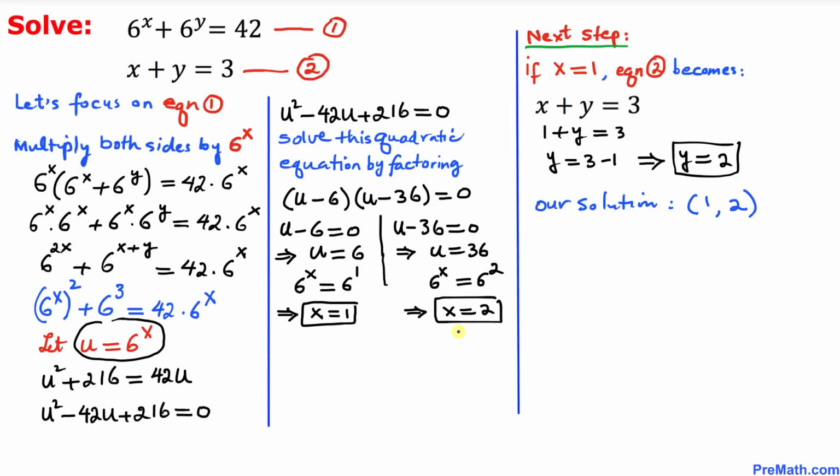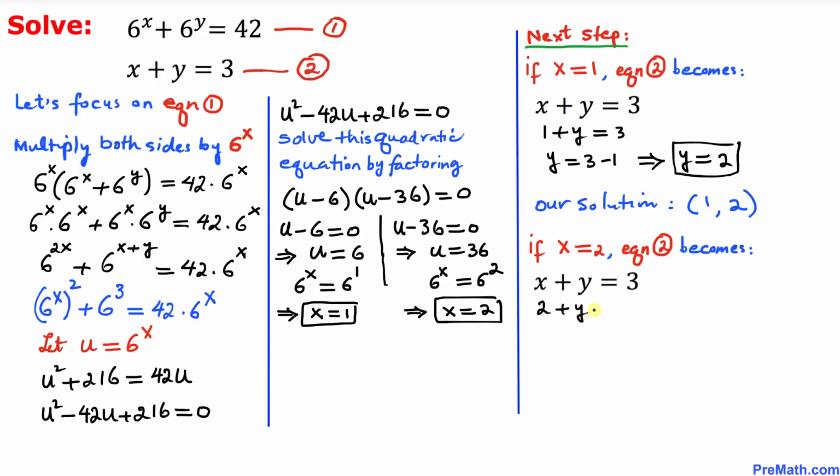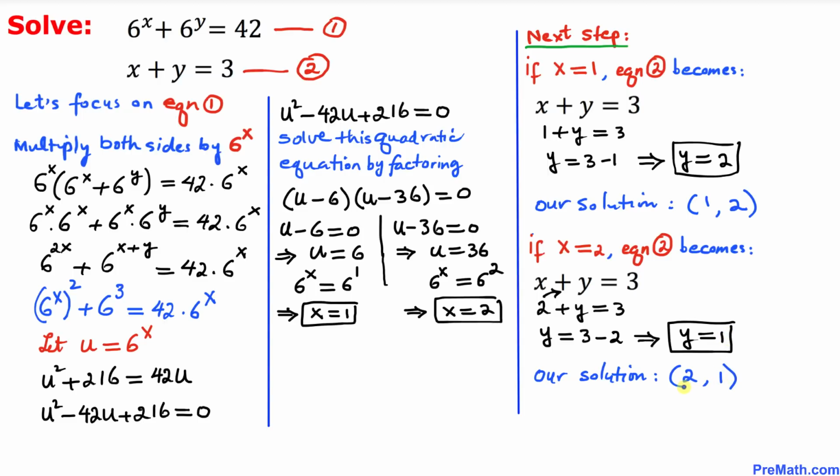And now let's focus on the other value of x, which is 2. If x equals 2, then equation 2, which I have copied down, x plus y equal to 3, becomes, after substituting x equal to 2, 2 plus y equal to 3. Let's solve for y. Let's move this 2 to the right hand side. So we got y equal to 3 minus 2. That means our y value turns out to be simply 1. Thus our other solution turns out to be x equal to 2 and the corresponding value y equal to 1. So this is 2 comma 1.